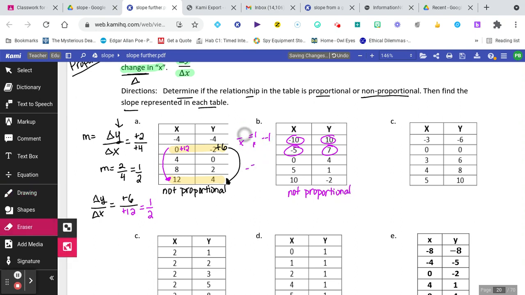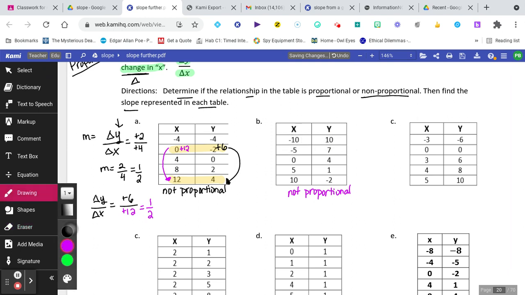Okay, so now I need to resort back. And if I can't divide a y by x to get the unit rate, slope, or rate of change, I must use the other formula, the change of y over the change of x.